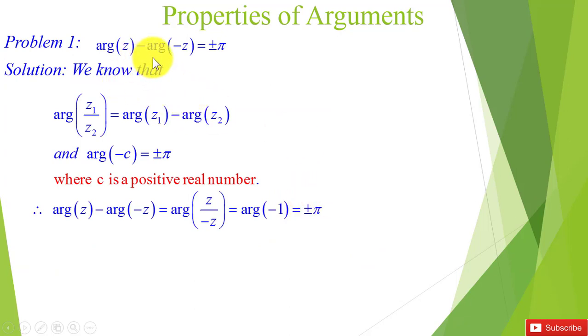Argument z minus argument of minus z is equal to plus minus pi. We know that argument of z1 by z2 is equal to argument of z1 minus argument of z2, and argument of negative of a real number is plus minus pi. Therefore argument z minus argument of minus z is equal to argument of z by minus z is equal to argument of minus 1 is equal to plus minus pi.